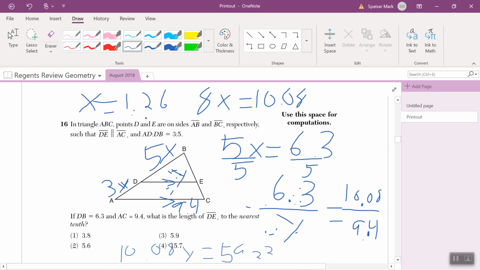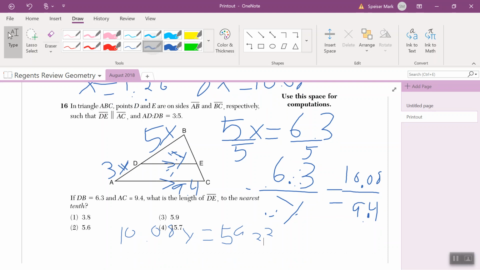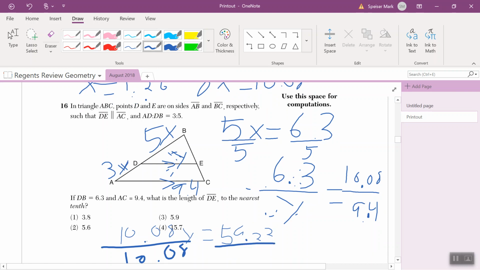Divide both sides by 10.08. So Y is approximately 5.875 or 5.9 units. Choice number 3.